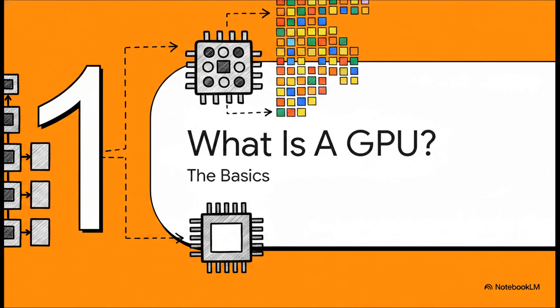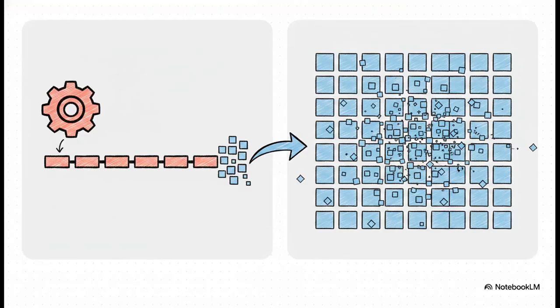What is a GPU? The basics. The best way to really wrap your head around this is through a division of labor metaphor. Think of your CPU, your central processing unit, as the master coordinator. It's incredibly smart, it handles general-purpose computing, and it excels at doing sequential tasks very, very quickly. But it can only juggle a few things at once.